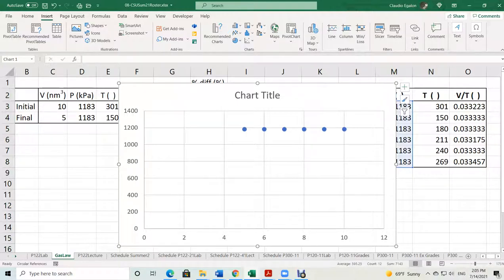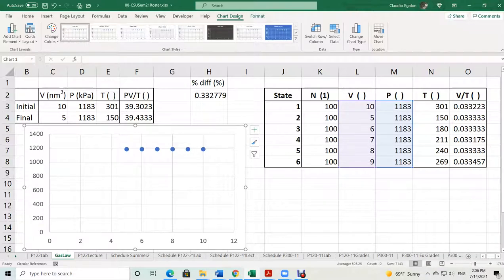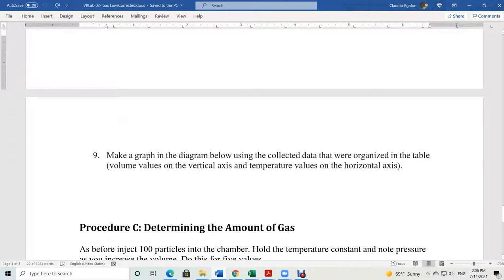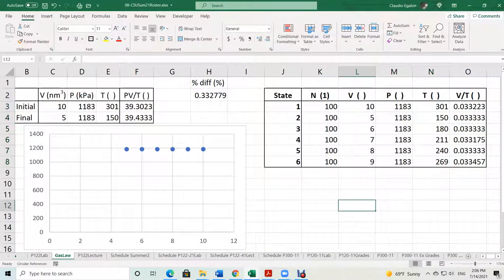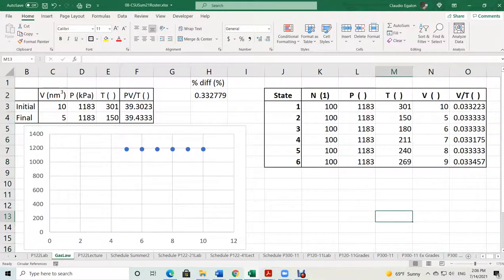Okay, the pressure is constant. The volume is increasing. So it doesn't tell us much. What's going to tell you something about the ideal gas law? Let me see if that's exactly what he wants. Volume value. Oh, okay, he wants the volume in the vertical. Oh my goodness. So you're better off to put the volume here. Okay, now we have it the way you want.